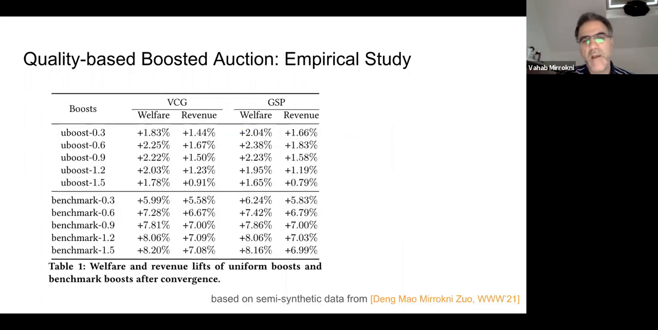I just want to emphasize that this was in theory, and in practice, on data, we look at some semi-synthetic data that is inspired by the real data, but is not exactly the real data. We show that uniform boost, or what we call benchmark boost, increases welfare. The theorem only talks about increasing welfare. We do increase welfare by some percentage, but if we choose C not too large, we also increase revenue. That should be useful in this type of scenario.